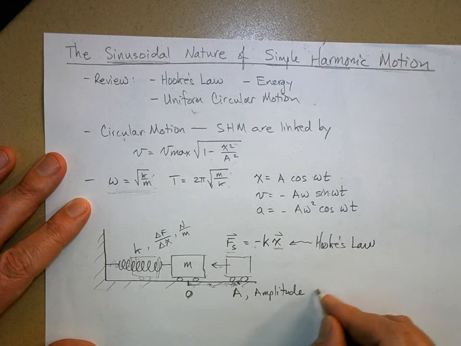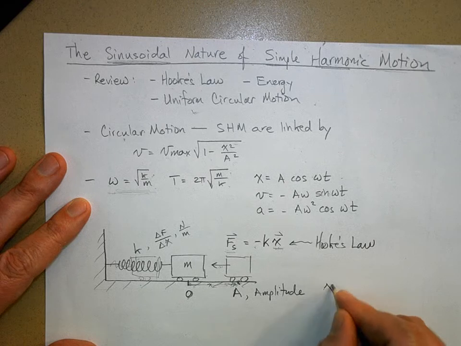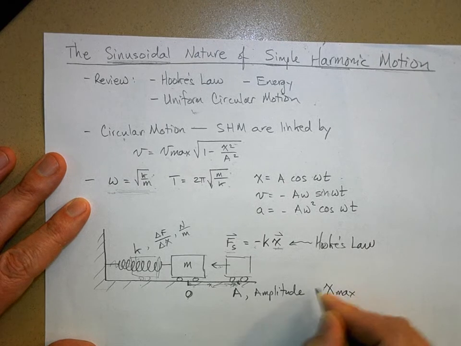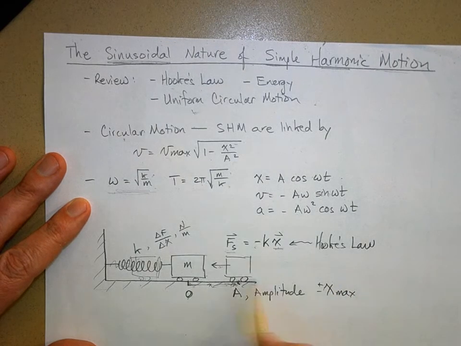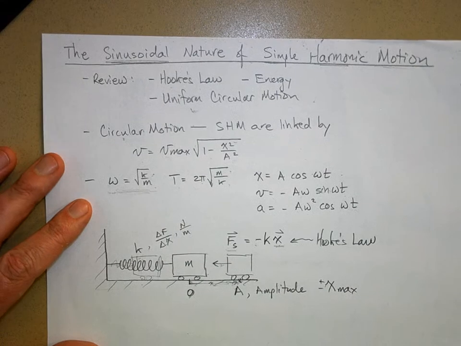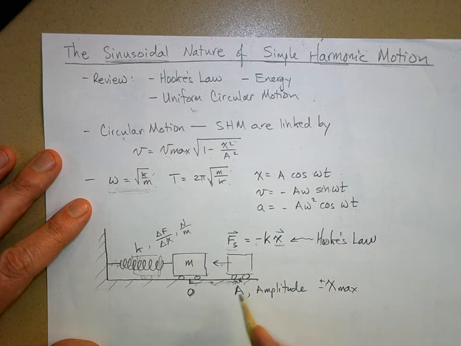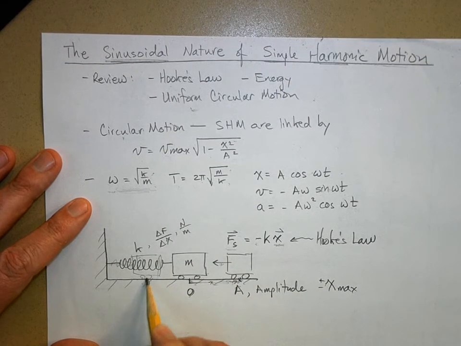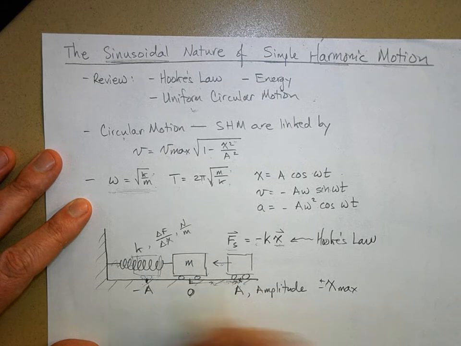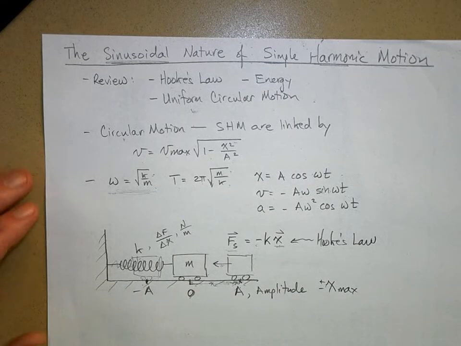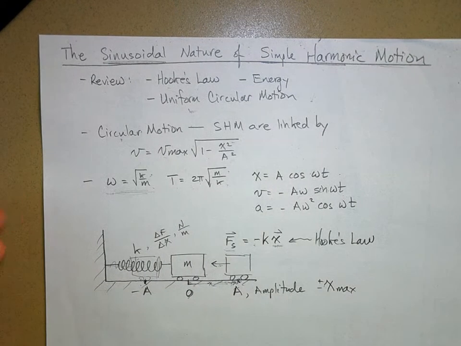And you can also think of it as the maximum x, plus or minus, the maximum position from the equilibrium position. It can be on this side, this is positive A, and over here would be negative A on the other side. And it's just going to oscillate back and forth. Okay. Now let's think about this in terms of energy.